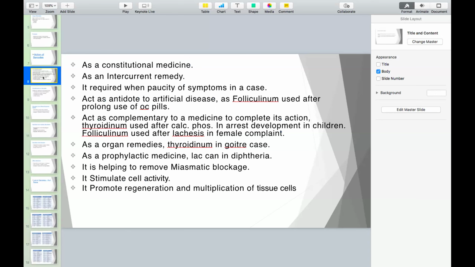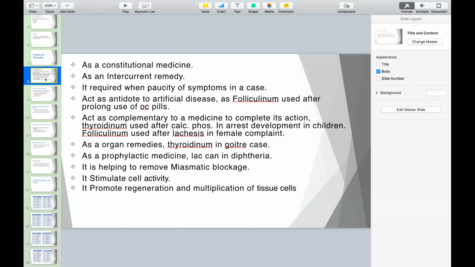Action: first, it is considered as a constitutional remedy. Make out the complete picture, and you can select the simillimum as a constitutional remedy. Second, as an intercurrent remedy, it is used frequently in between to enhance the action of previous medicines. Third, it is required when there is paucity of symptoms, when symptoms are lacking or chaotic, or in cases where qualitative symptoms are fewer and quantitative symptoms are many.